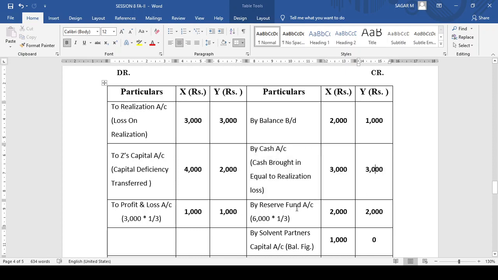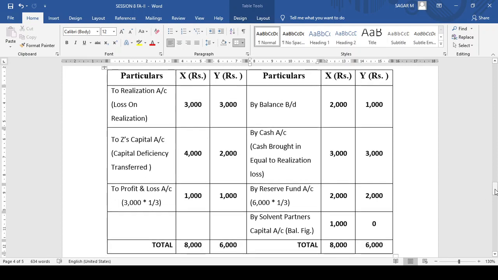After this, look at the reserves given in the balance sheet. Take that reserves and divide it among the solvent partners in their share, as well as the profit and loss account. So we have 3,000 rupees, divided among the solvent partners in their share.